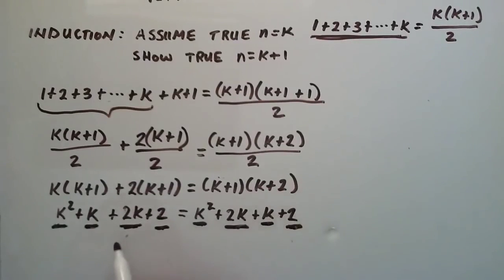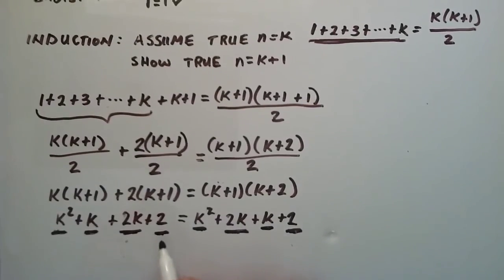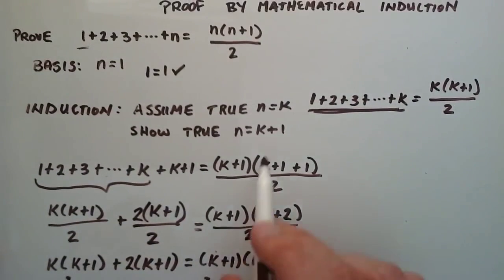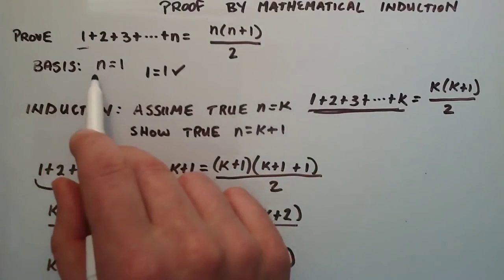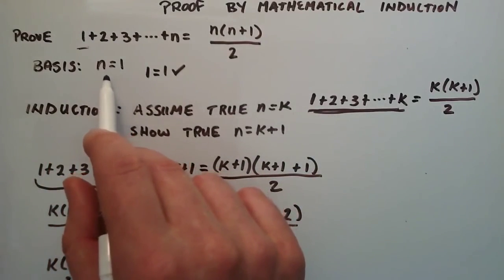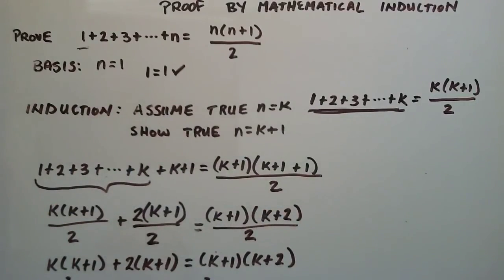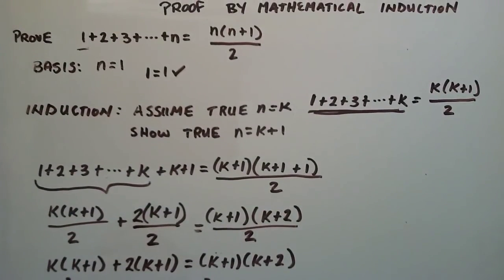So we've basically shown that this is true for n equals k plus 1, and we did that based off of the assumption that it is true for n equals k. And we've checked the basis step to show that it works for at least the most simple case, and basically that is the entire proof right there. We have now proved that this statement is true by mathematical induction.